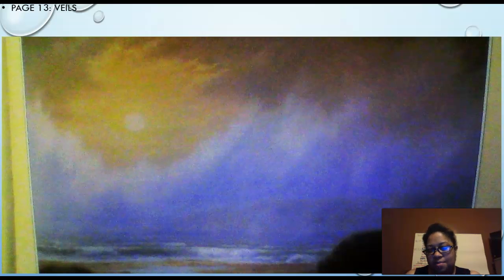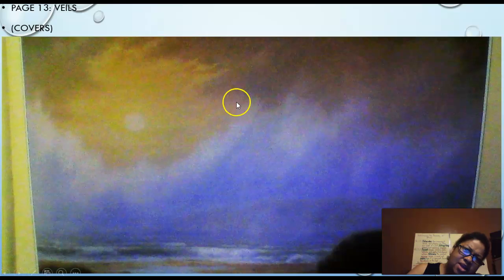So let's see if you came up with what I said veil means according to the text. Covers. Did you see that? Did you see how the mist covers the sky? It appears that it's covering really most of the sky. You've got your dark clouds here, but then you kind of see the white, whimsical pieces of mist in this particular source. Okay?